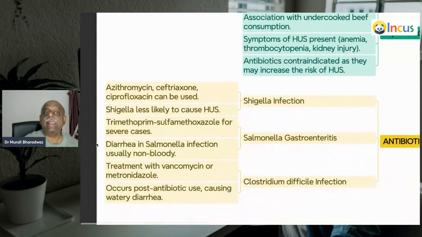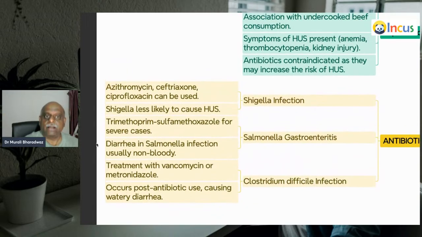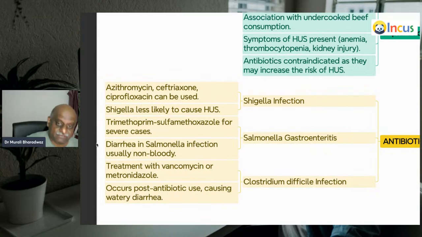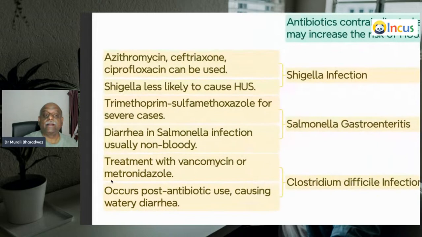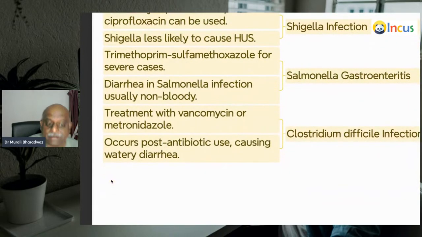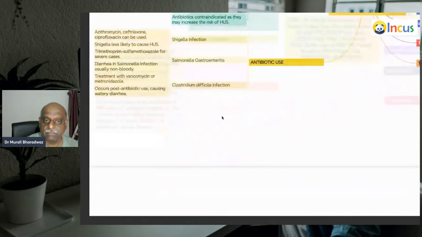So for Shigella, erythromycin, ceftriaxone, ciprofloxacin. Shigella by itself is less likely to cause HUS compared to Shiga toxin producing E. coli. Salmonella, trimethoprim, sulfamethoxazole for severe cases. Diarrhea in Salmonella is usually non-bloody. Clostridium difficile, treatment with vancomycin or metronidazole. So these are all the things that you need to remember.